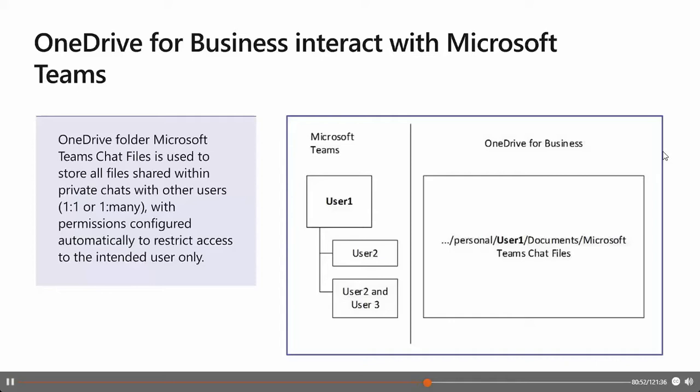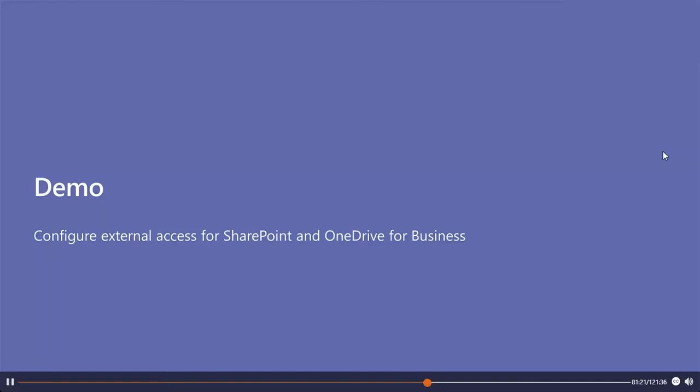So the permissions are configured automatically in the background for you specifically on that. Note that for specific public teams, the SharePoint team site is provisioned with everyone except external users access. So the public team isn't displayed in Teams for people who aren't members of that team. However, they can access content on the SharePoint team site using the URL of the SharePoint team site itself. In the next demonstration, I will show you how you can configure external access for SharePoint and OneDrive for Business.